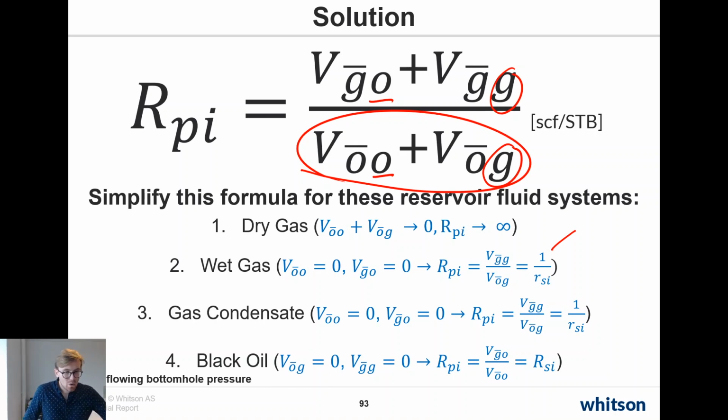The last case is the black oil case. That's the only one of these four alternatives where we have a reservoir oil phase. So we know that there's no reservoir gas, so we can just remove these two terms right there. And since we know we were above the bubble point, we simply plug in these two other terms, which are the surface gas volume from the reservoir oil and the surface oil volume from the reservoir oil phase, which then leads us to the producing GOR being equal to the solution GOR.